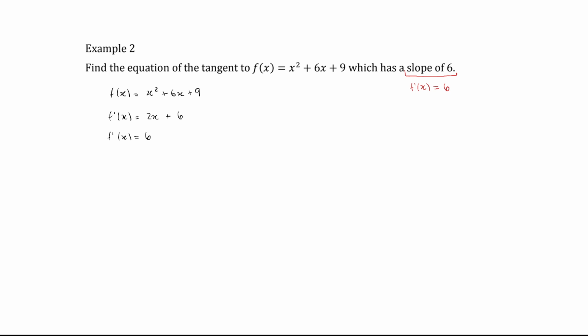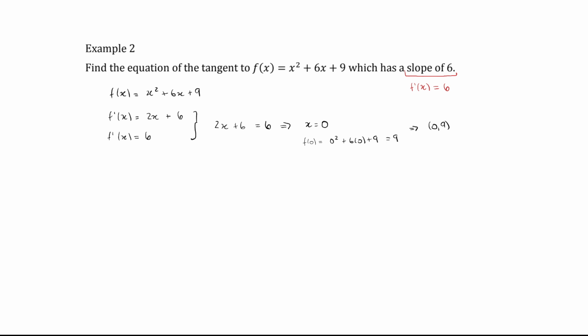So putting those two together, forming an equation, I'm going to have 2x plus 6 is equal to 6. Well, that tells me that I have a slope of 6 when x is equal to 0. So that is going to be my point. If x is equal to 0, then f of 0 is going to be equal to 0 squared plus 6 times 0 plus 9, which is going to be equal to 9. So putting all of this together, the point (0, 9) is on the line.